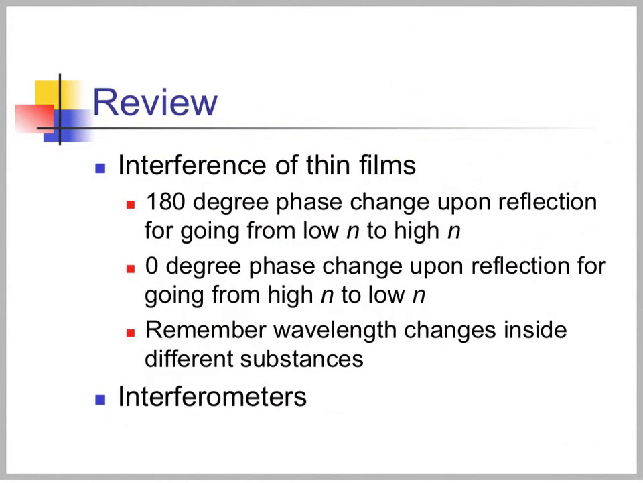So, to review what we talked about today, we talked about interference of thin films. There's a 180-degree phase change upon reflection, going from a low index of refraction to a high one. 0-degree phase change upon reflection, going from a high index of refraction to a low one. And we must remember that the wavelength changes inside different substances. And lastly, we talked a little bit about interferometers and how they work.